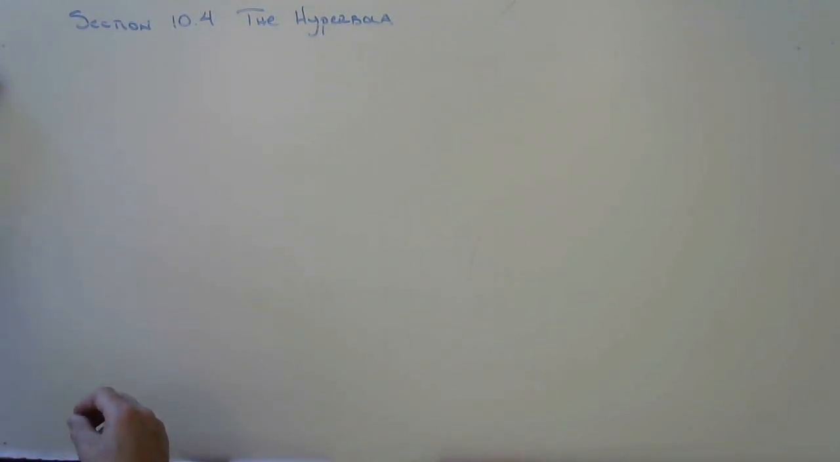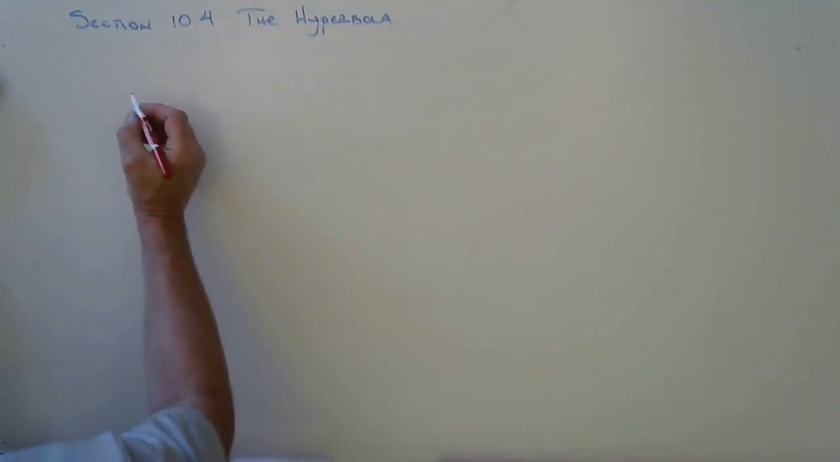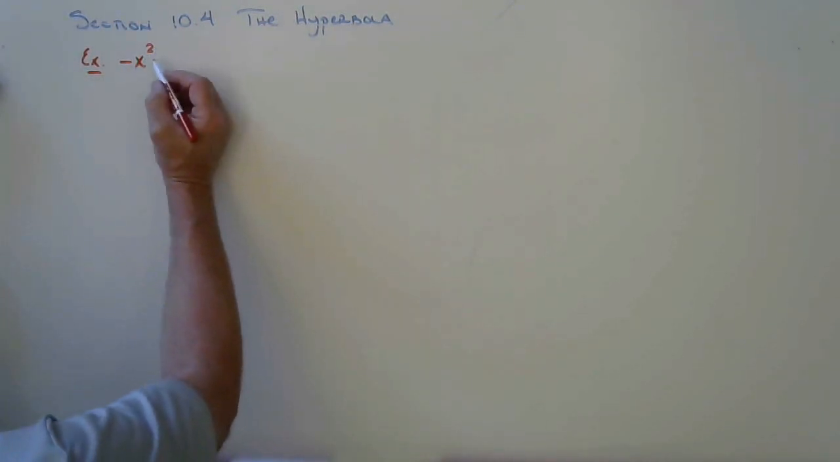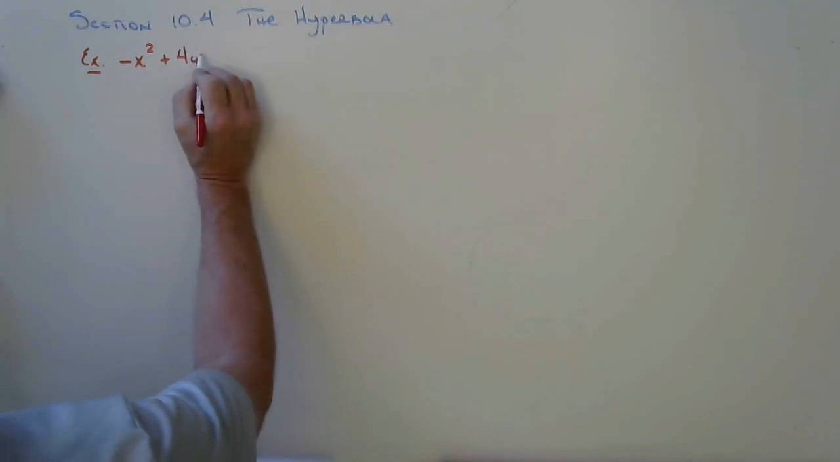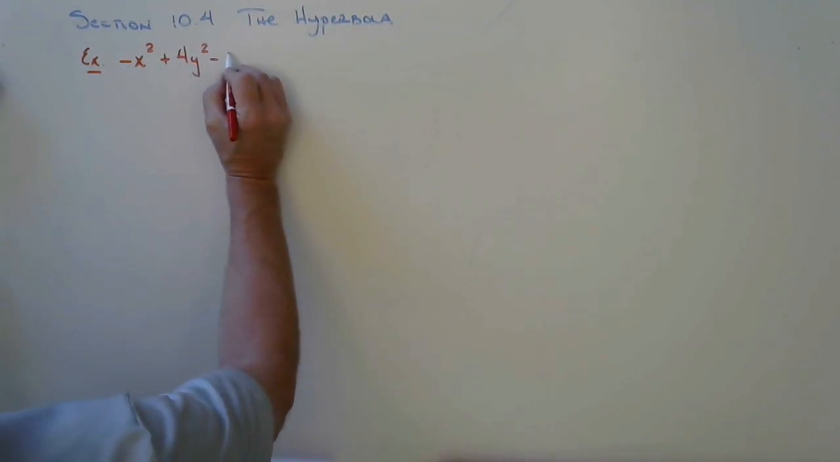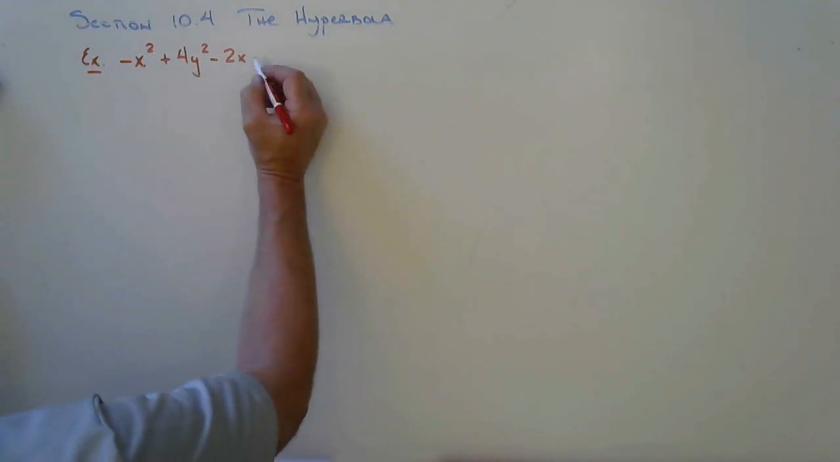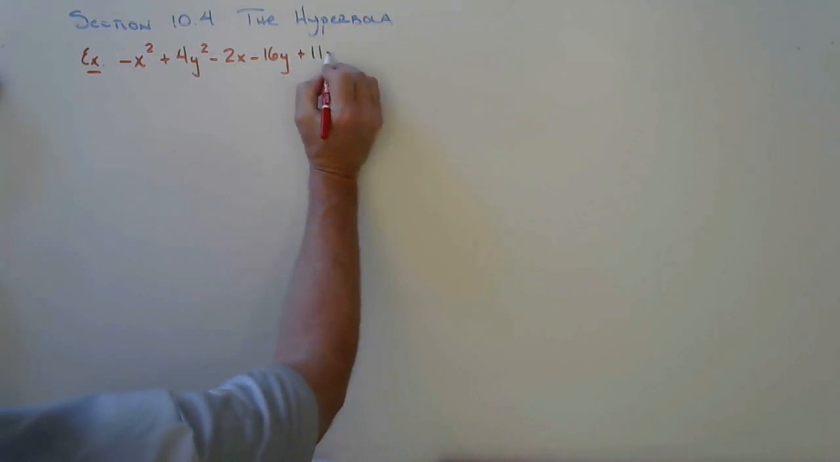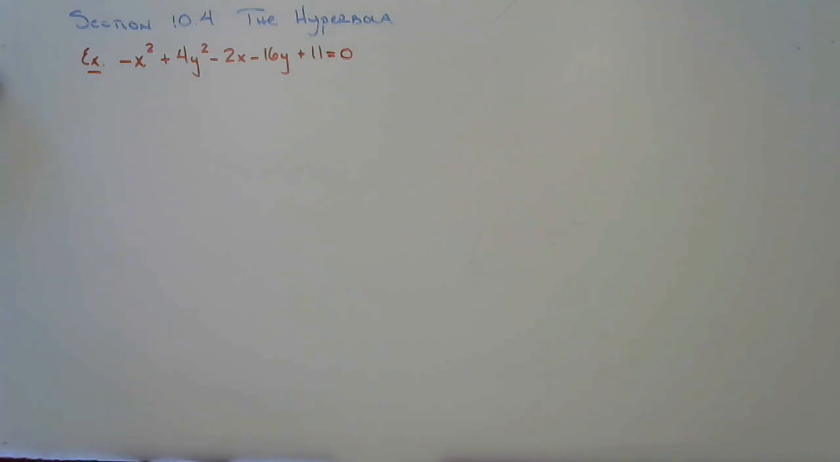Let's do a problem where it may not be the case that our hyperbola is centered at 0, 0. Maybe the center isn't going to be 0, 0. Now this is nothing to be afraid of, right? So let's just write something down like this. Here's our example. We have negative x squared plus 4y squared minus 2x minus 16y plus 11 equals 0.